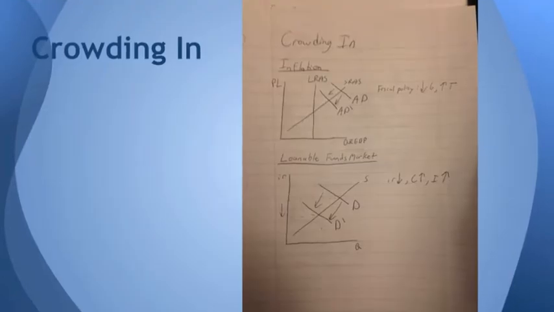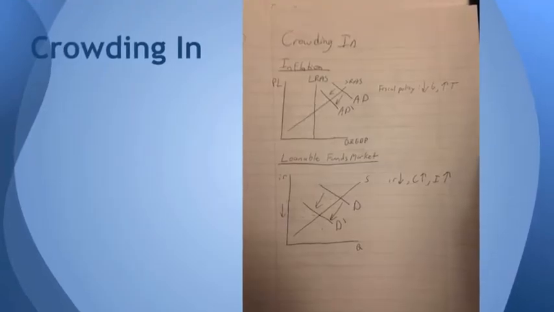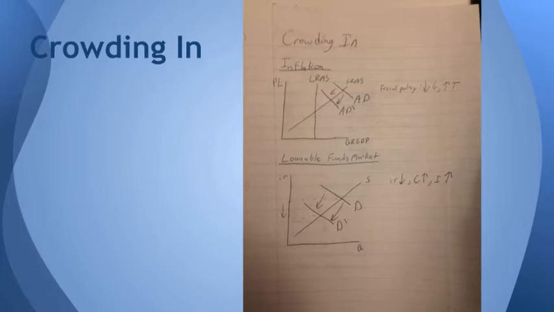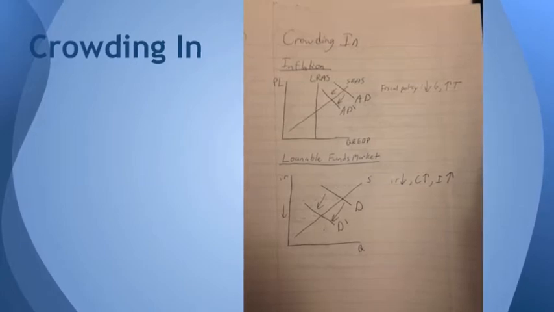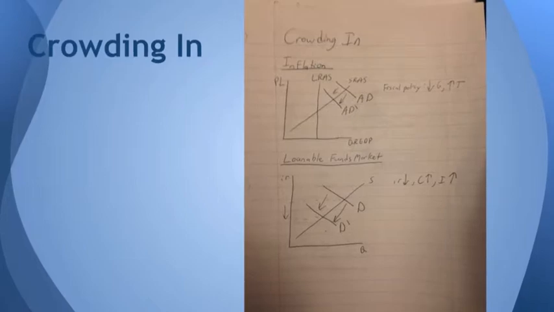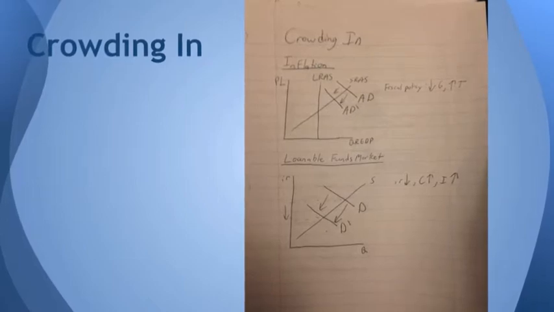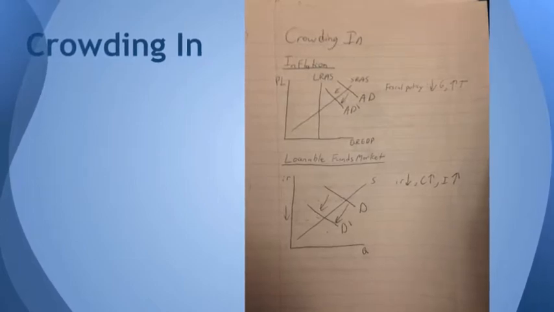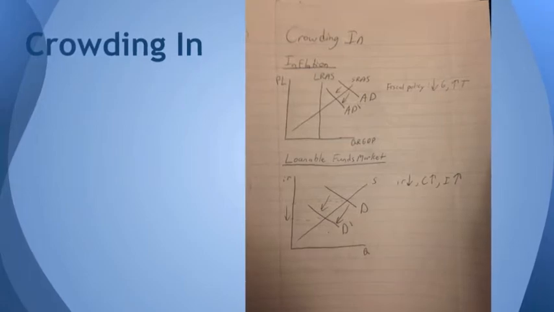Crowding in works in the opposite manner as crowding out. Crowding in is when contractionary fiscal policy lowers interest rates. In turn, these lower interest rates encourage consumer spending and private investment spending, thereby not allowing aggregate demand to decrease as much as was expected. This can be counteracted with contractionary monetary policy, which raises interest rates.